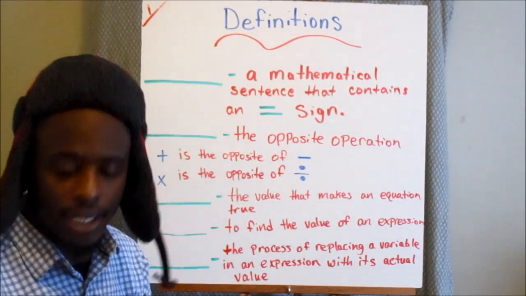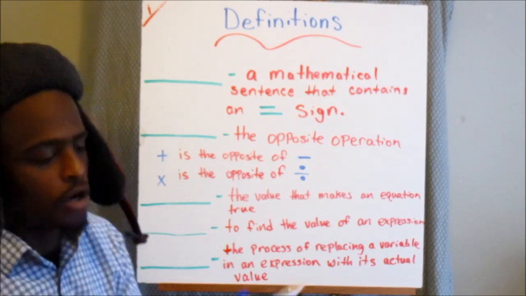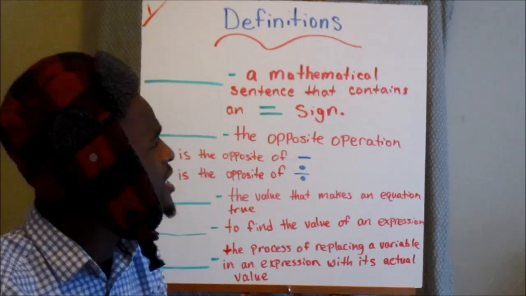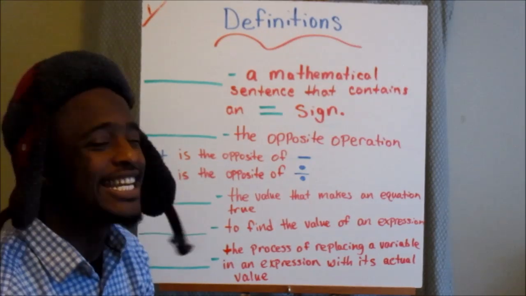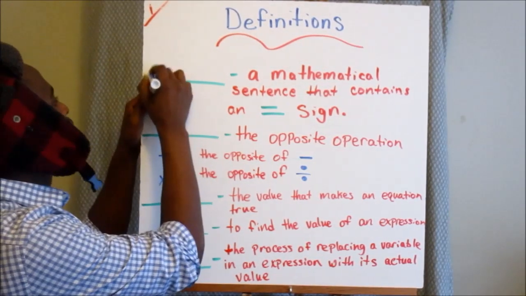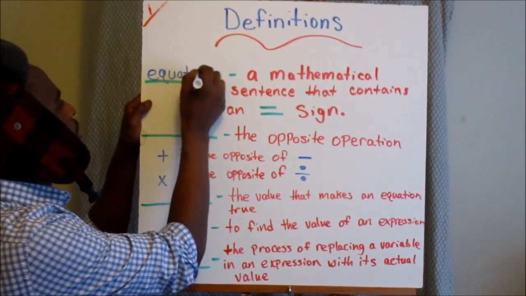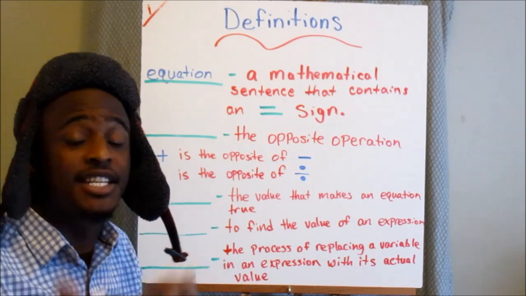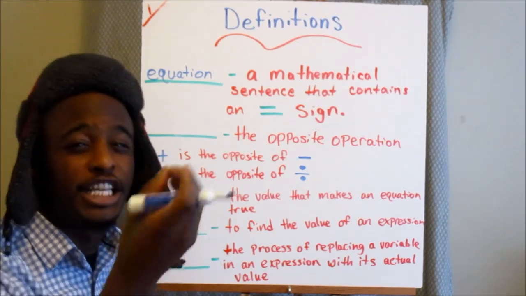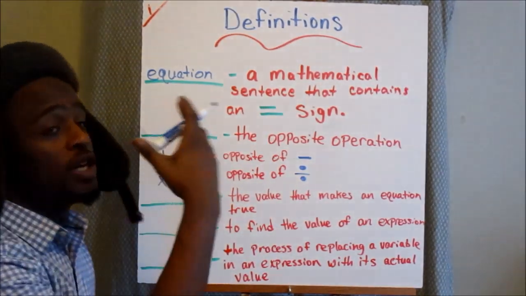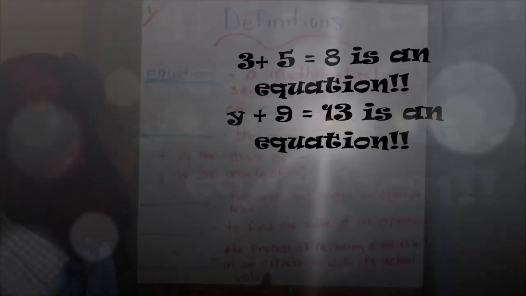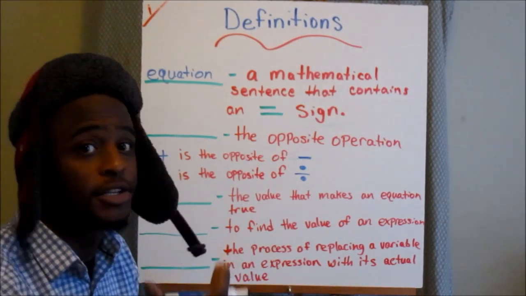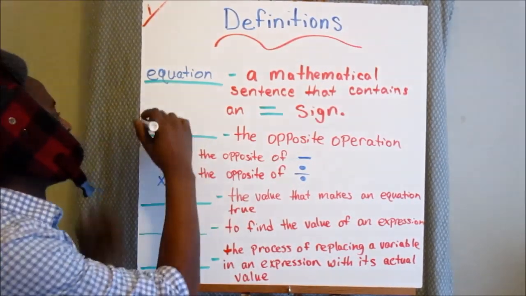So I want you to go ahead and fill in the definitions on your homework sheet. You just write them in the blanks. The first one is a mathematical sentence that contains an equal sign. We call that an equation. Anytime you see a mathematical sentence that contains an equal sign, we call that an equation. And when you think about an equation, it has that EQU, which is a term that means equal. So in an equation, both sides are equal. The second definition, and you're going to be hearing me talk about this a lot, is inverse operation.